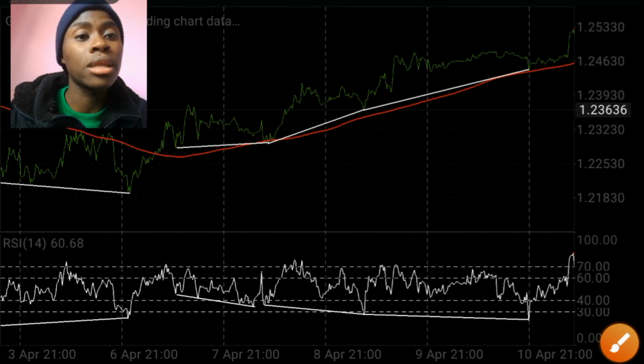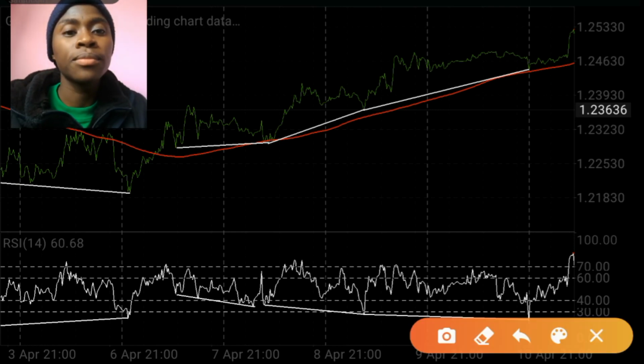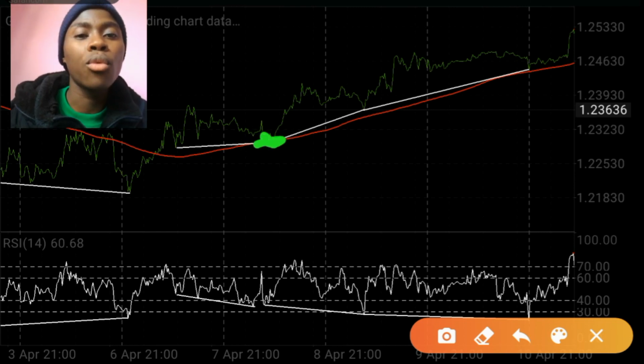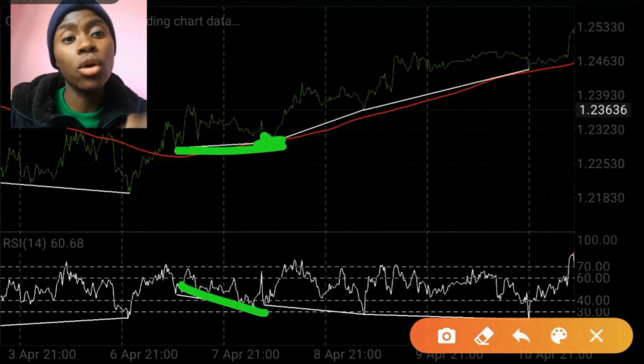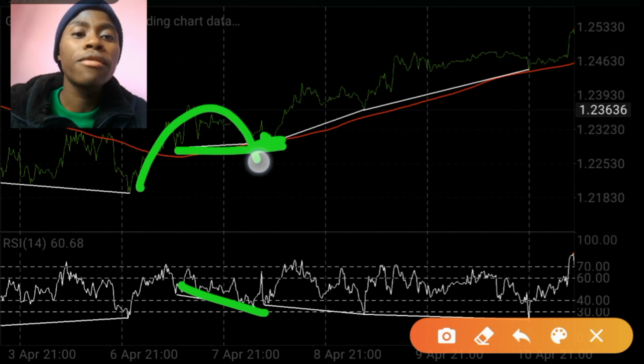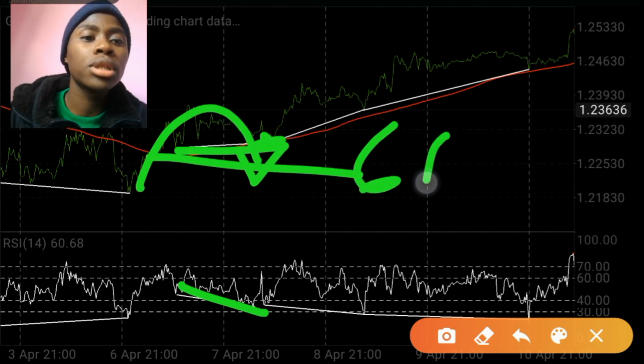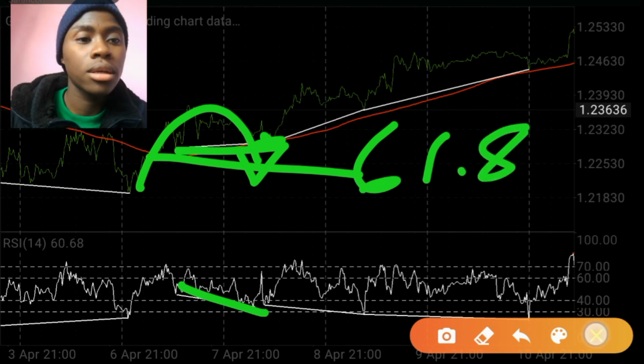So make sure you master this. This is how my strategy works: either the market comes to a moving average and forms a hidden divergence showing the continuation, or it pulls back to the Fibonacci 61.8. That is it.